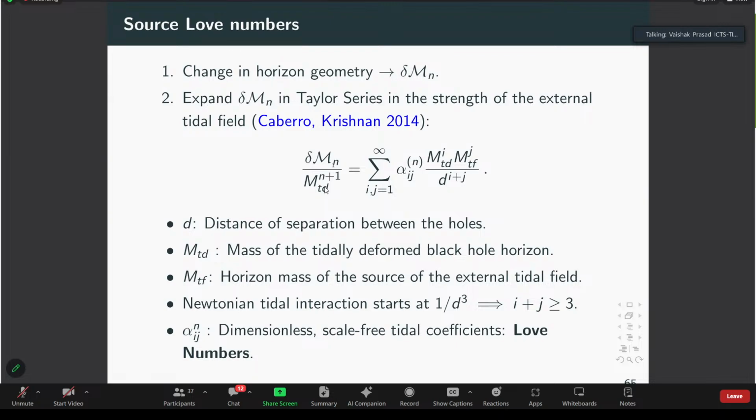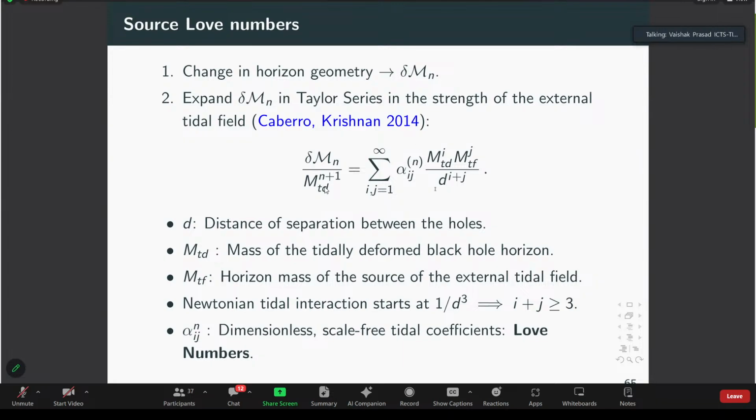of the horizon. And these deformations, we showed, can be expanded in a simple expansion, much like a Taylor expansion, involving the parameters of the binary black hole system. Here, M_TD and M_TF are the masses of the individual black holes in the inspiral phase, the one that is tidally deformed, and the one that is sourcing the tidal field. So this expansion can be carried out for each of the two black holes. There are two different dynamical horizons, and D is the distance of separation between them.